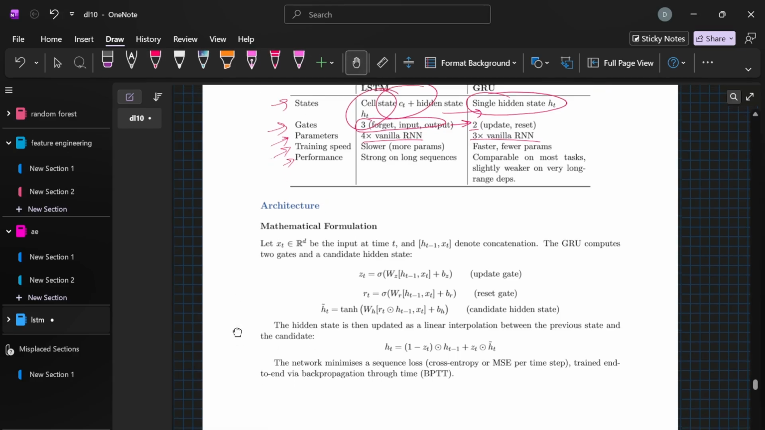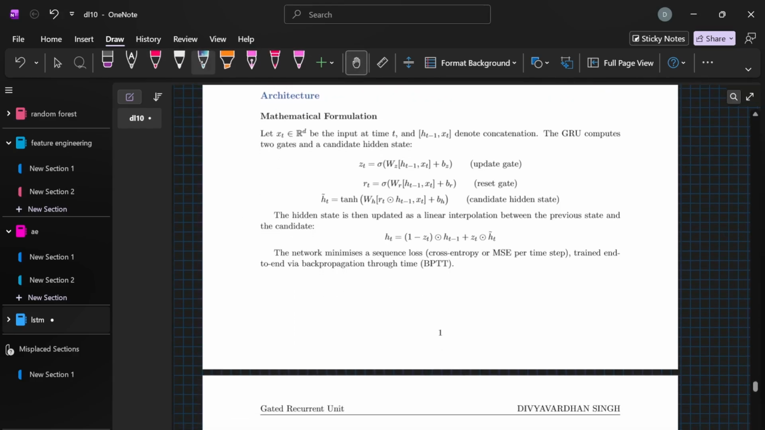Okay, now let's see. x of t is our input at time t, and we write h of t minus 1 comma x t to mean we are just sticking together the previous hidden state and the input. Now we have a few things. One is the update gate, the formula is given here. The second one is the reset gate, and the equation is given here. The third one is the candidate hidden state, which uses a tanh function, as given.